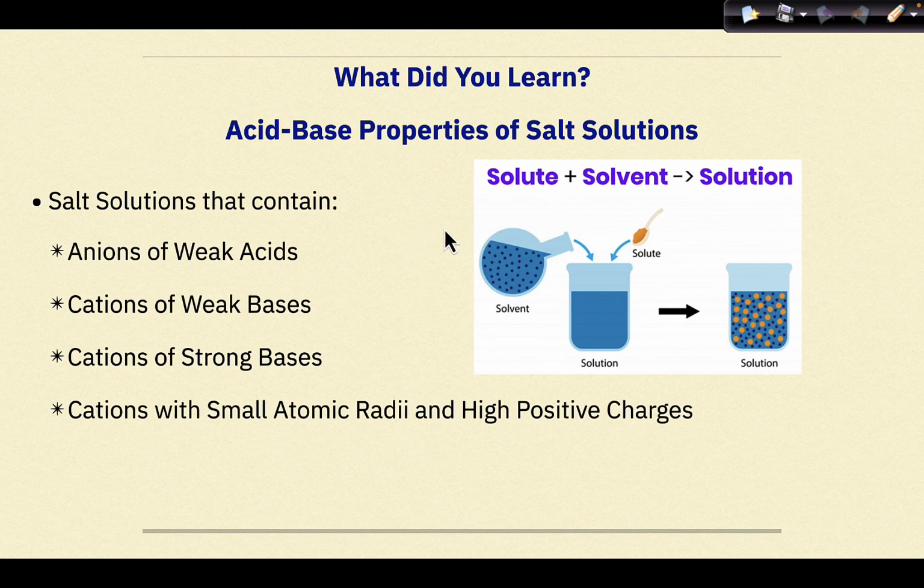So what did you learn? We talked about salt solutions that contain anions of weak acids, cations of weak bases, cations of strong bases, and cations with small atomic radii and higher positive charges.